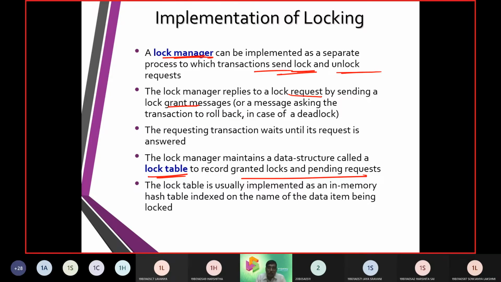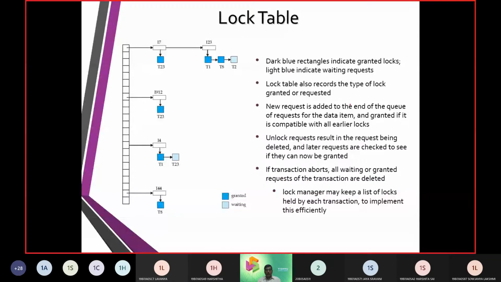So how are these locks maintained? These locks are going to be maintained in the form of a hashed index table. The lock tables are going to be implemented in the form of hashed table indexes. So a lock table is there. The darkened entries are going to be granted, and the light blue ones are going to be in a waiting state. They are seeing whether there is a release of that lock so that they can use it.